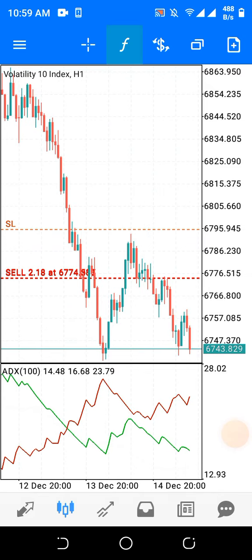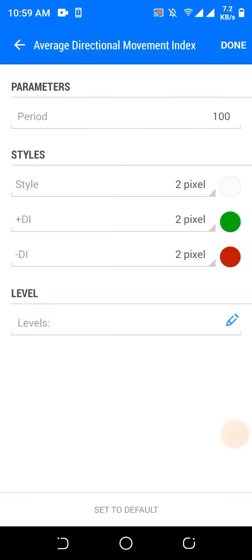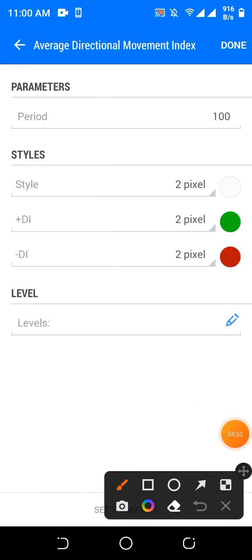Now let me show you the settings for this Average Directional Movement Index. Here are the settings. The period is 100. Then for the style, you choose the color the same as the screen background. Do you understand?